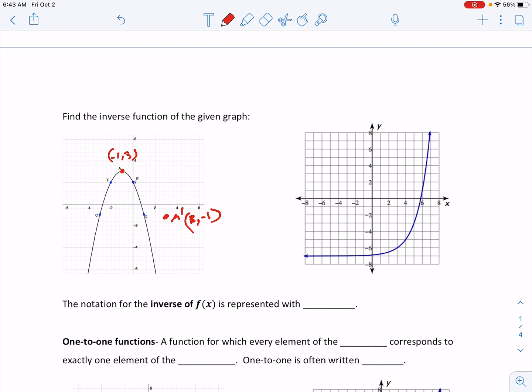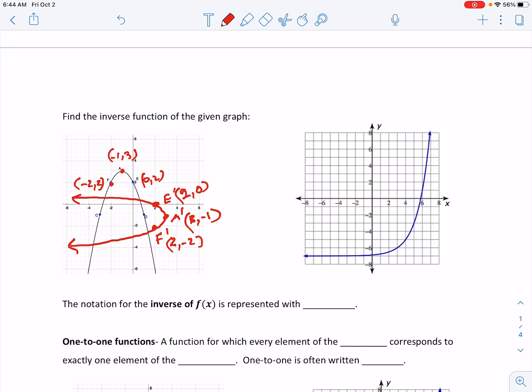Point E is 0 comma 2. So its inverse is going to be 2 comma 0. Call that E prime, at 2 comma 0. The point F is negative 2, positive 2. So its inverse will be positive 2, negative 2. So here's F prime. F prime is at 2 comma negative 2. So the inverse function is going to be going sideways, just like that.